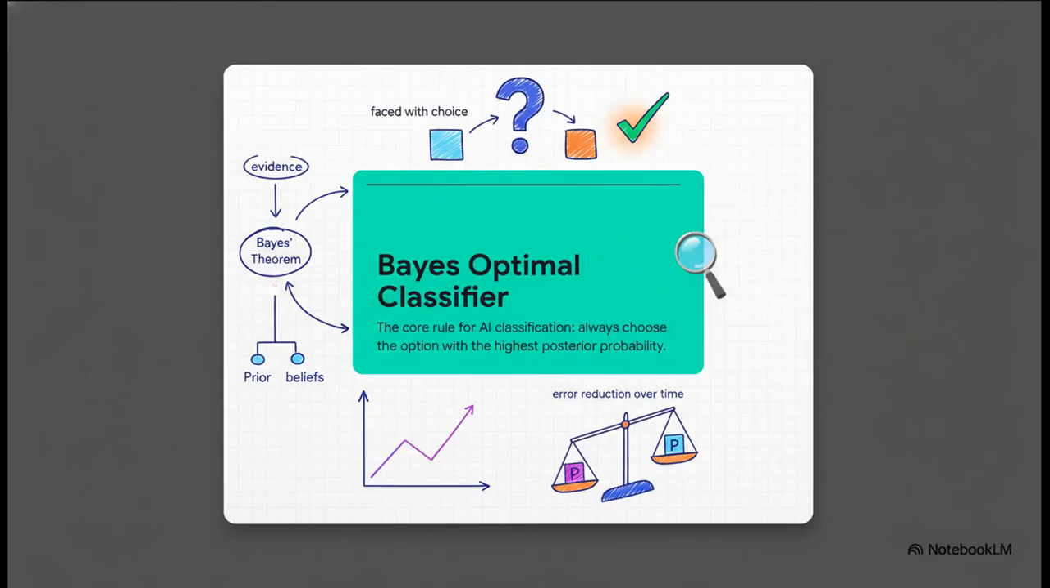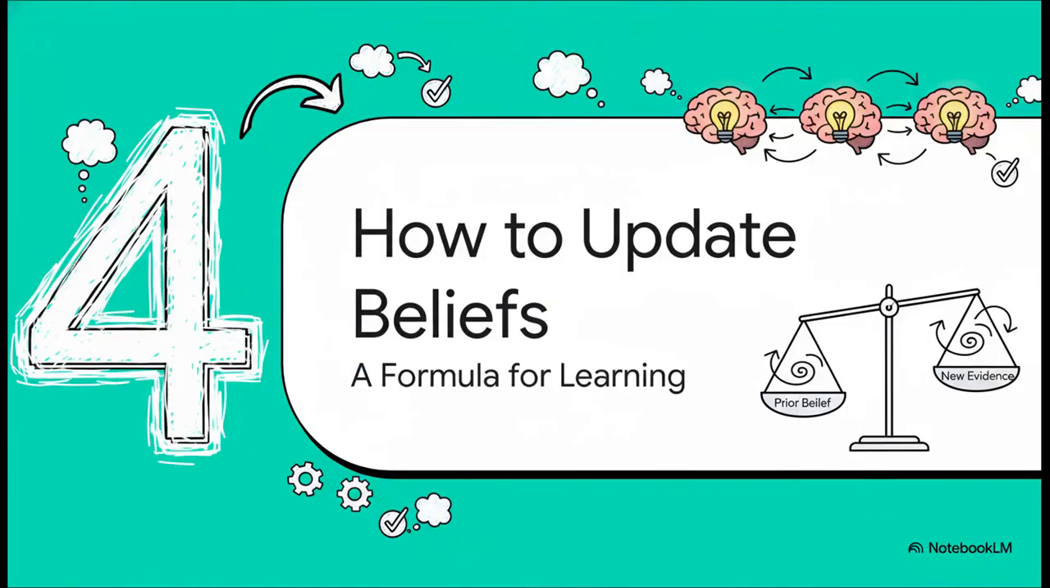And at the core of a lot of these systems is a beautifully simple rule. It's called the Bayes optimal classifier. All it says is this: when you have to make a choice, always go with the option that has the highest posterior probability. That's it. It sounds simple, but it's mathematically proven to be the decision that gives you the fewest errors in the long run. Pretty cool. But honestly, forget about all the technology for a second.